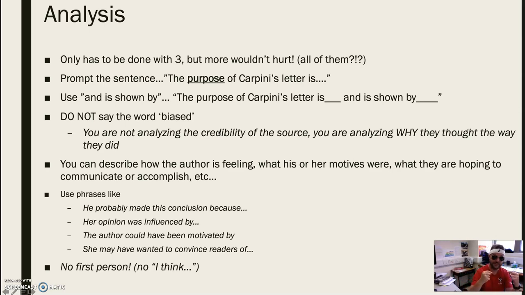You will lose a point in my class if you use the word bias. So just don't use it, all right? You can describe how the author is feeling though, what his or her motives were, what they're hoping to communicate, accomplish, etc. You can describe that.